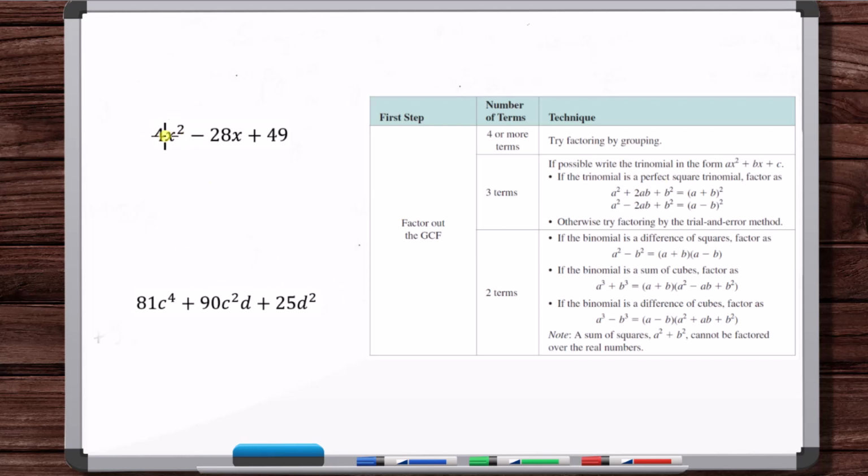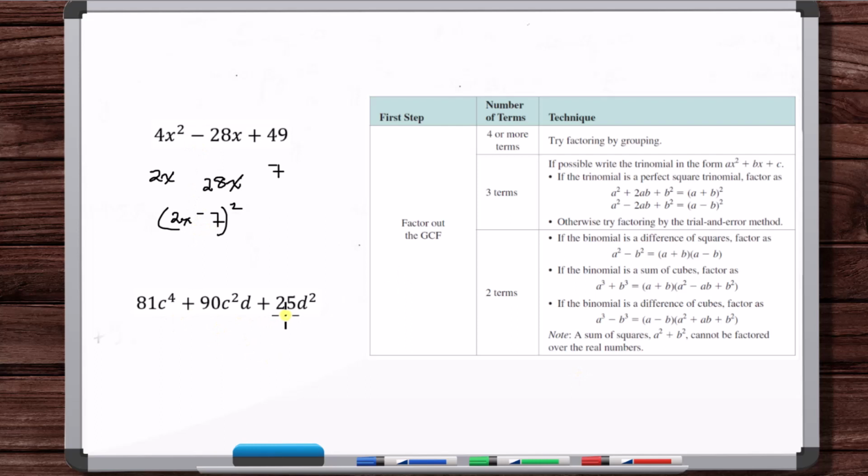So look here. The square root of 4x squared is 2x. The square root of 49 is 7. What is 2 times 2x times 7? That's 28x. Now this is a minus, but it doesn't matter. Since this is a minus, you say this is 2x minus 7 squared. Since this is minus, you put a minus here. If this was plus, you put a plus here.